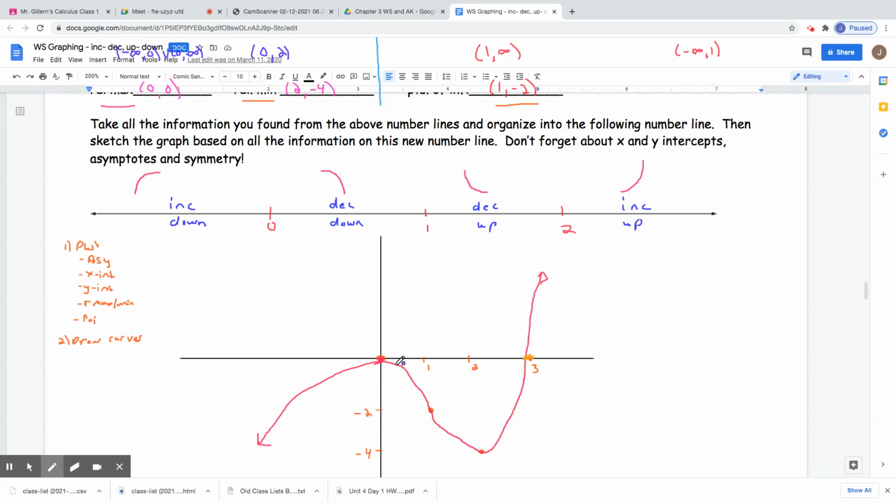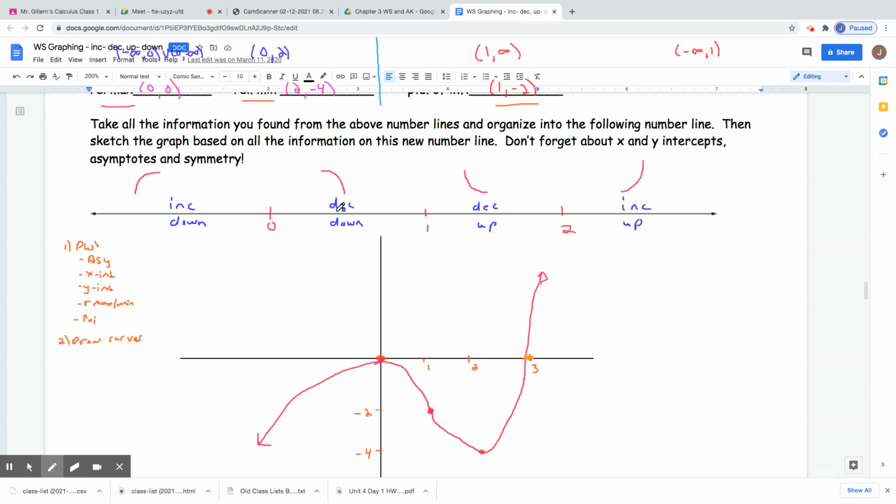Look, see, it's the relative max there. 2, negative 4 is supposed to be a relative min. It is a min. All right. My point of inflection is right here. You can see that it goes from concave down to concave up. All right. So this is our rough sketch of our graph.